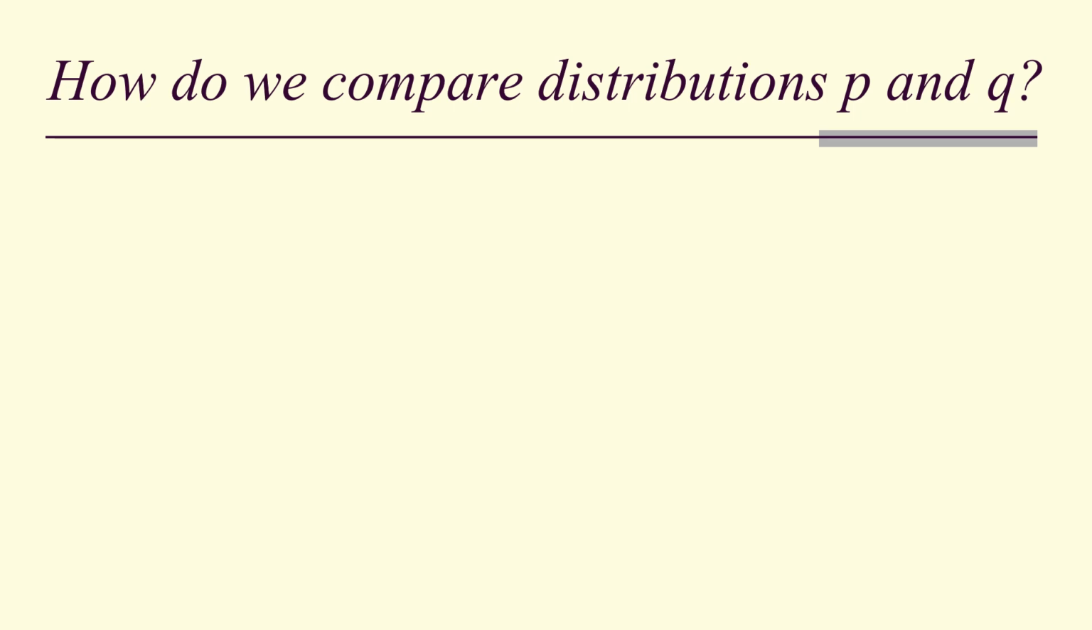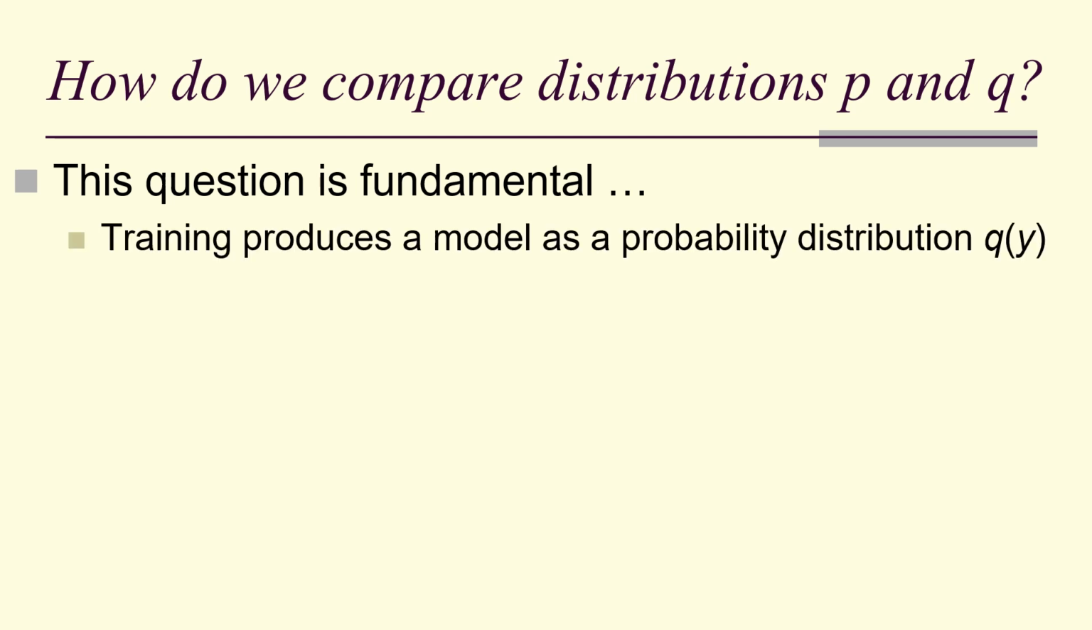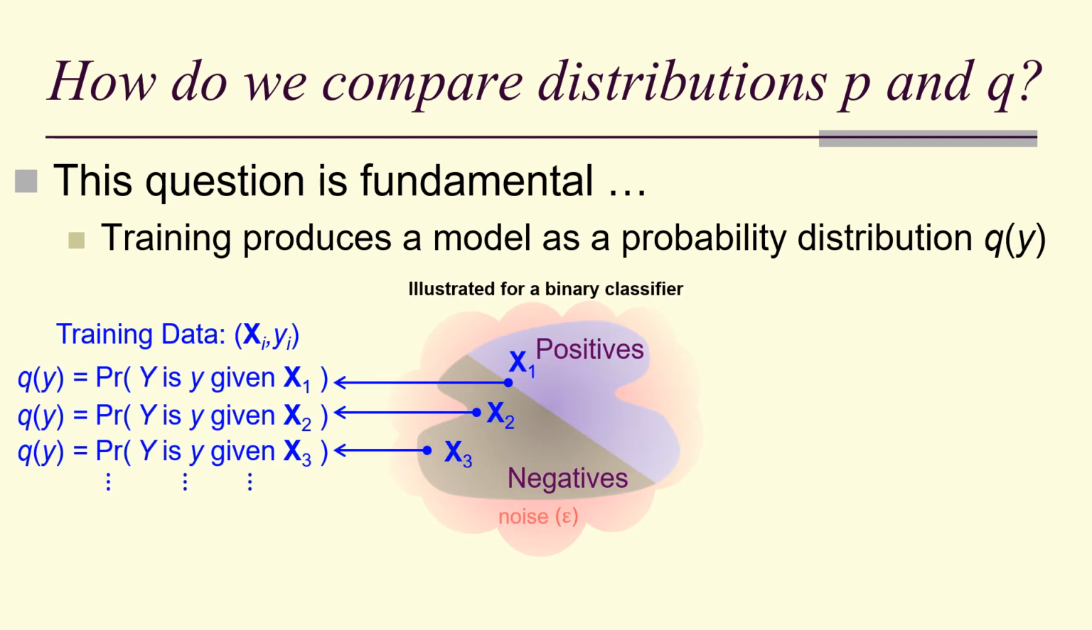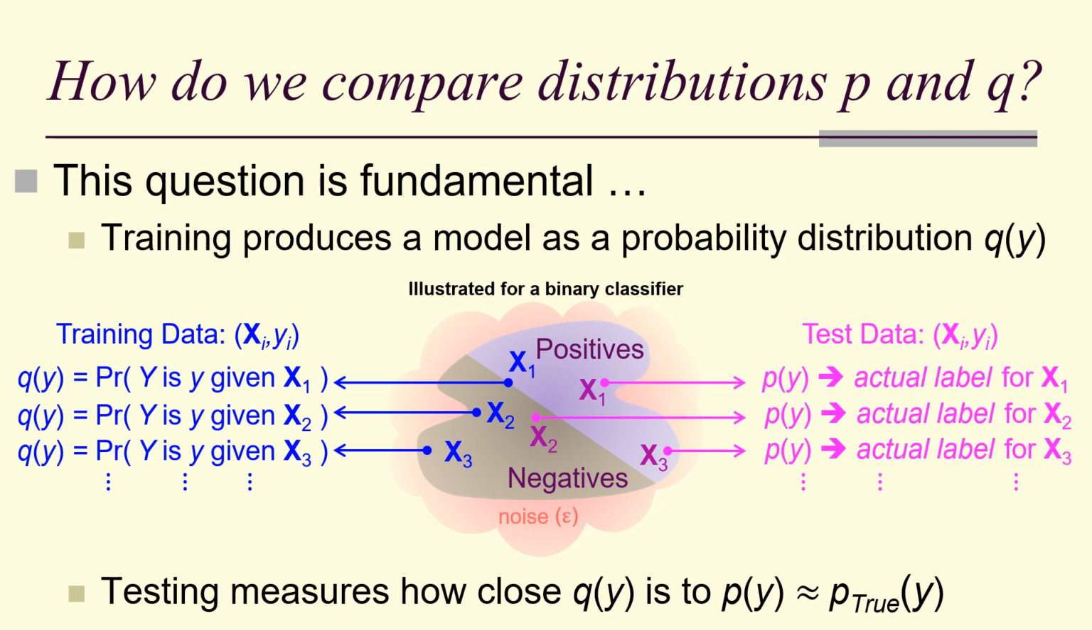So how do we compare distributions P and Q? Well, this is an extremely important question. See, training produces a model as a probability distribution Q of y. And then testing measures how close Q of y is to P of y, which is approximately the true distribution. Of course, we've got the noise in the way.